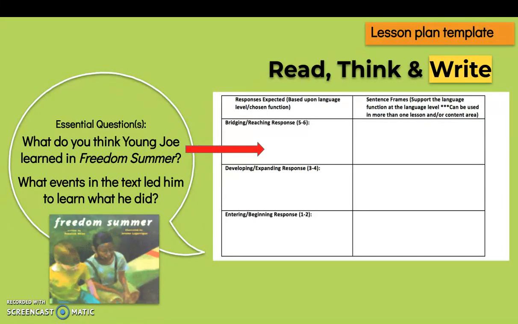So thinking about what you read in these questions, what do you think young Joe learned? What events in the text led him to learn what he did? I want you to pause right now and on just a piece of paper that you have, you won't need to turn this in, write out the answer you would give to this question. Think about 4th grade as we used 4th grade standards, and think about what would be proficient for a 4th grader. When you are writing your bridging, reaching response or your native-like response, you're thinking about what would meet the grade level standard. Take a minute and pause to do this for yourself. When you have done this, unpause the screencast and we will move to the next piece.